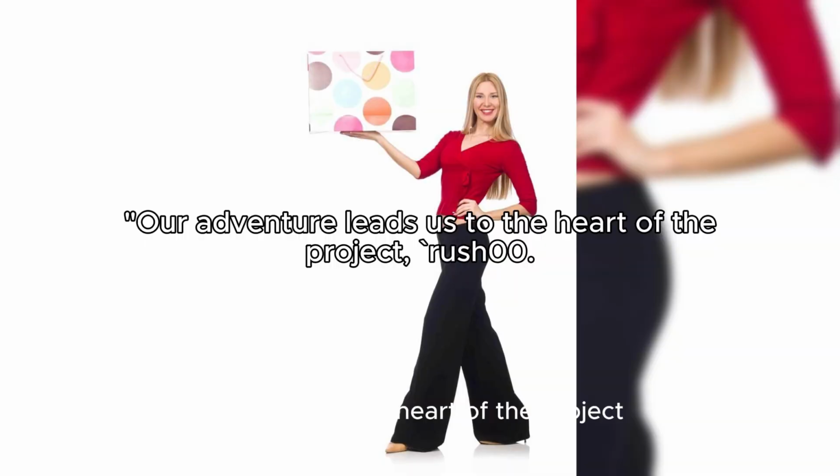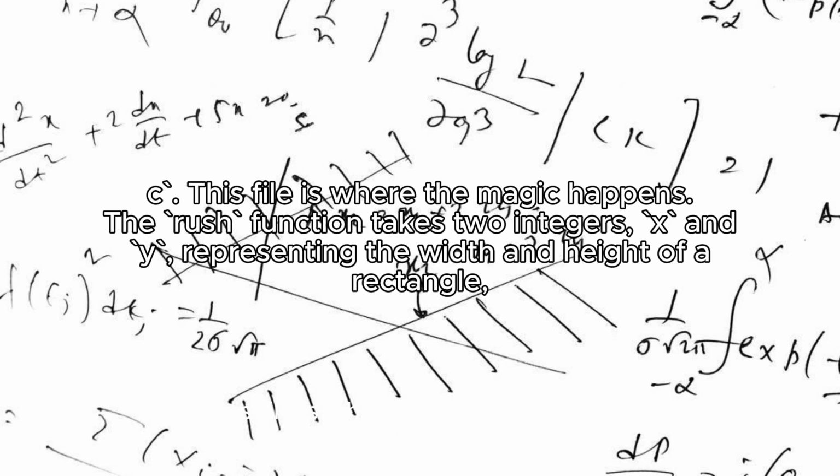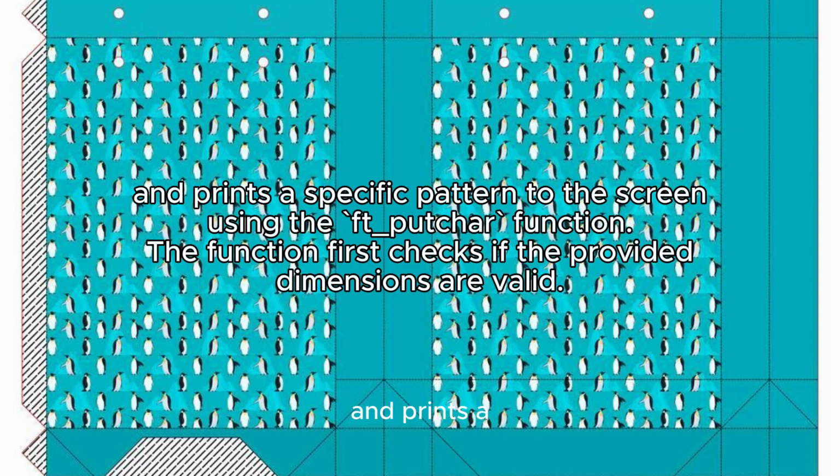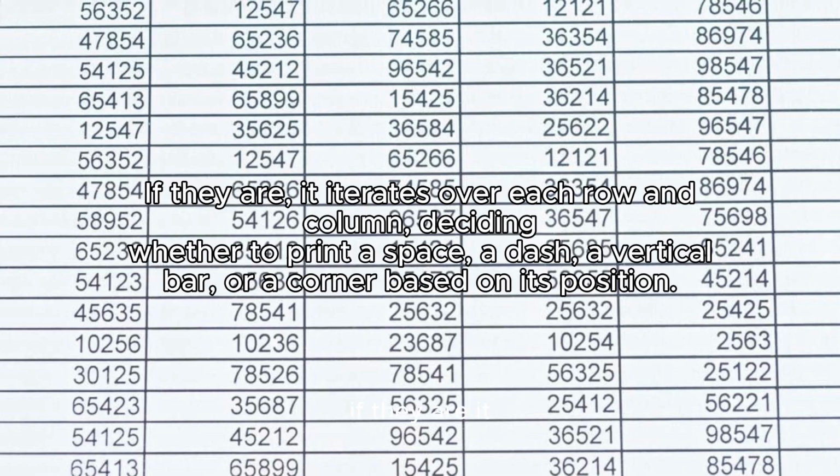Our adventure leads us to the heart of the project, rush.c. This file is where the magic happens. The rush function takes two integers, x and y, representing the width and height of a rectangle, and prints a specific pattern to the screen using the ft_putchar function. The function first checks if the provided dimensions are valid. If they are, it iterates over each row and column, deciding whether to print a space, a dash, a vertical bar, or a corner based on its position.